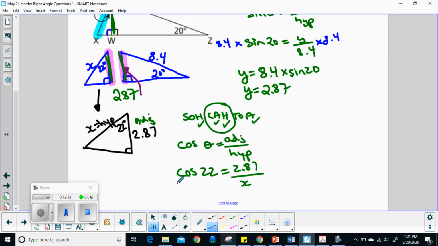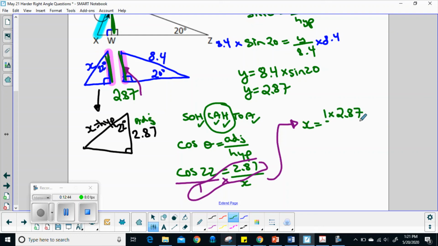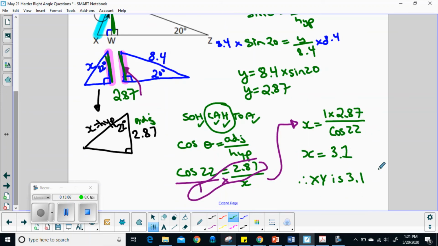Let's rearrange. My favorite way to rearrange these is I put that over 1 and then I cross multiply. That'll give me x equals 1 times 2.87 divided by cosine 22. Pop that in your calculator. So 2.87 divided by cosine 22 equals 3.095, which rounds to 3.1. Therefore, XY is 3.1. Did I have any units on here anywhere? Centimeters. Centimeters.